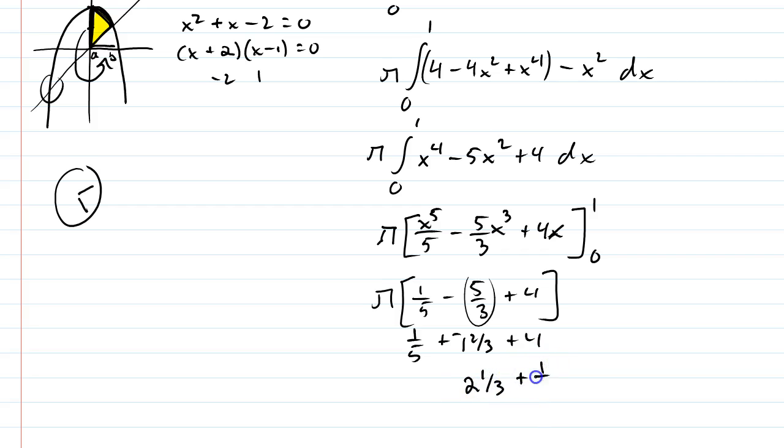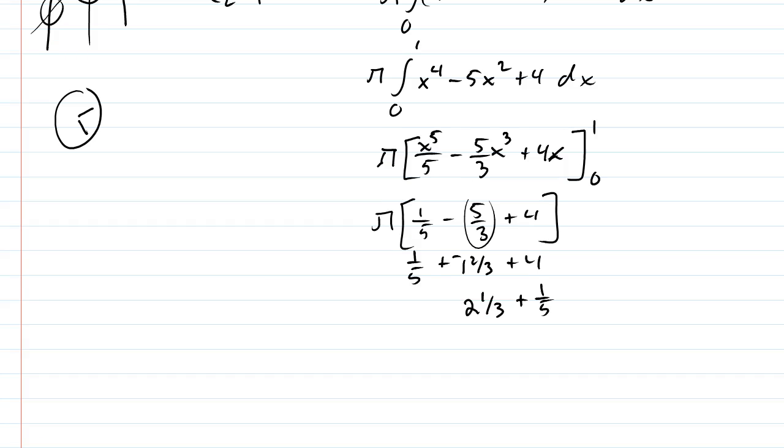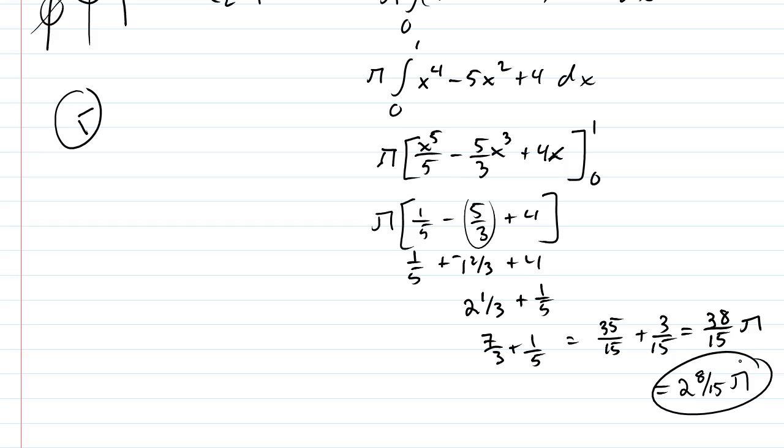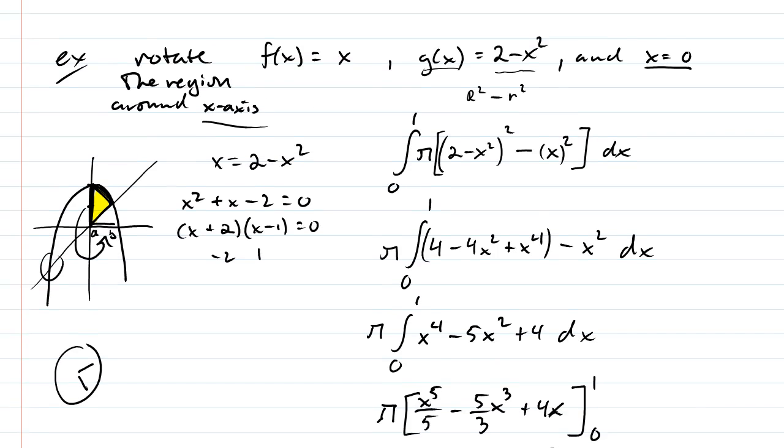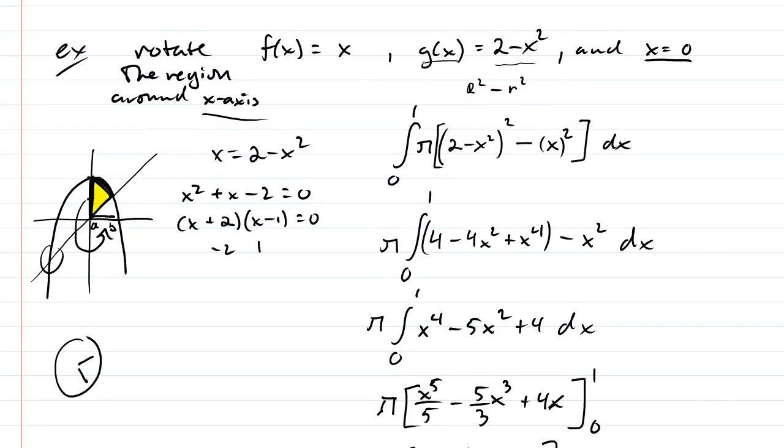But I have to add 1/5. So let's think about this. This would be 7/3 plus 1/5, which is the same as 35/15 and 3/15. Alright, so that would be not the prettiest number, but 38/15 pi. And I guess you could write that as 2 8/15 pi.